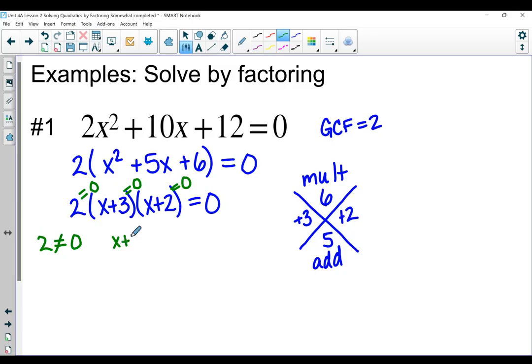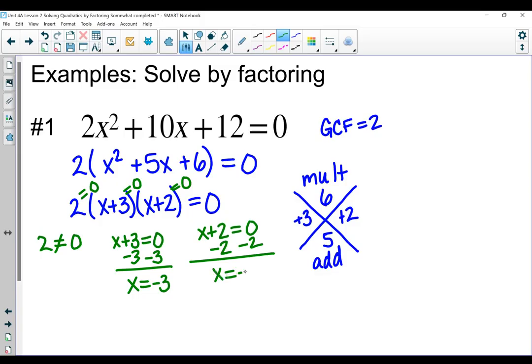We have x plus 3 is equal to 0 as our next factor. To isolate x, we would subtract 3 from both sides. We get x is equal to negative 3. X plus 2 is our last factor. Set that equal to 0. Subtract 2 on both sides. We find that x is equal to negative 2.